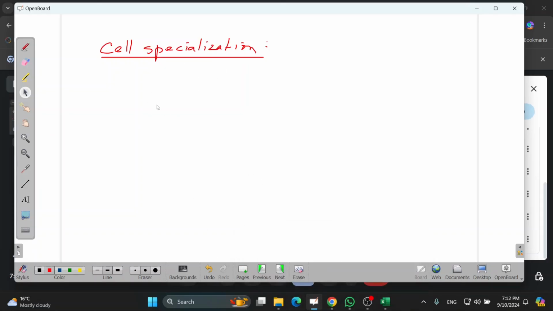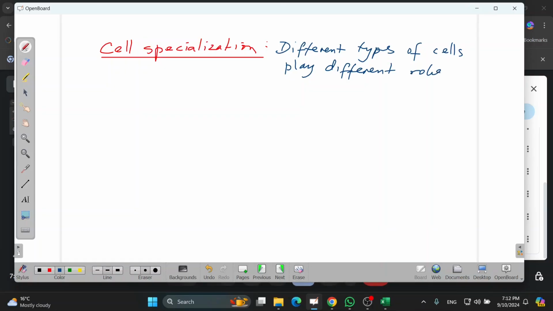Right. So cell specialization. That means that different types of cells play different roles in the body. Different types of cells play different roles in the body. That is what we call cell specialization.